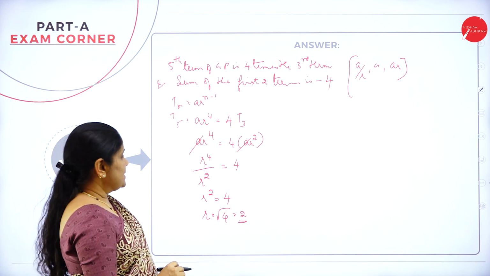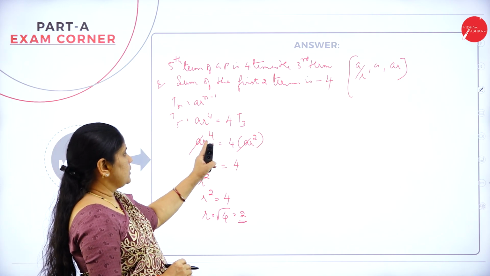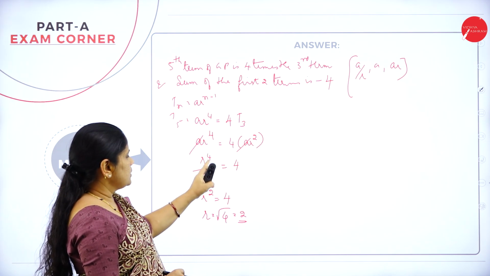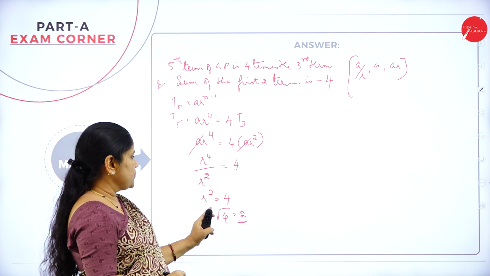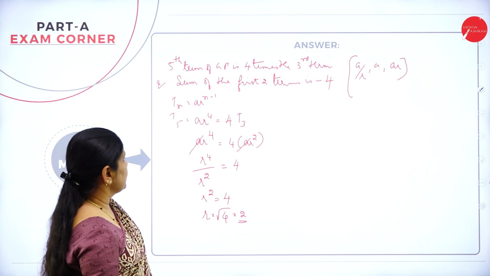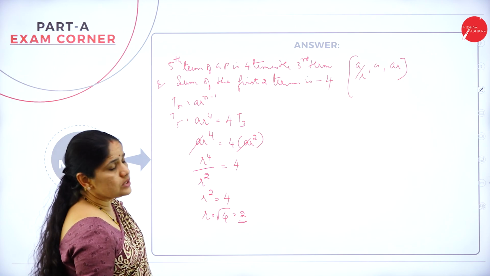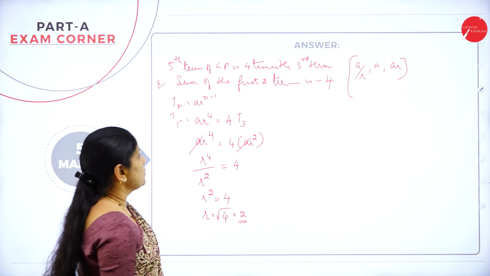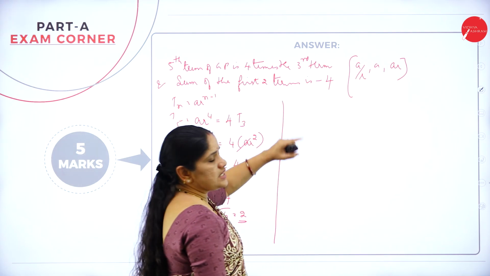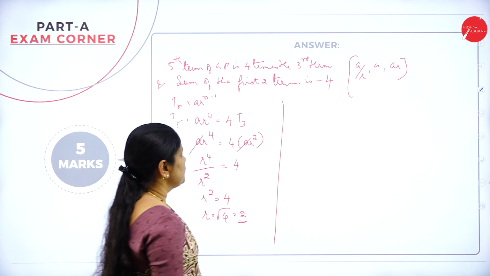So R equals 2. So AR to the power 4 equals 4 into AR square. A and A get cancelled. So R to the power 4 by R square equals 4. R square equals 4. R equals root of 4, that is 2. And the sum of the first two terms is minus 4. So they have given the sum of the first two terms is minus 4.